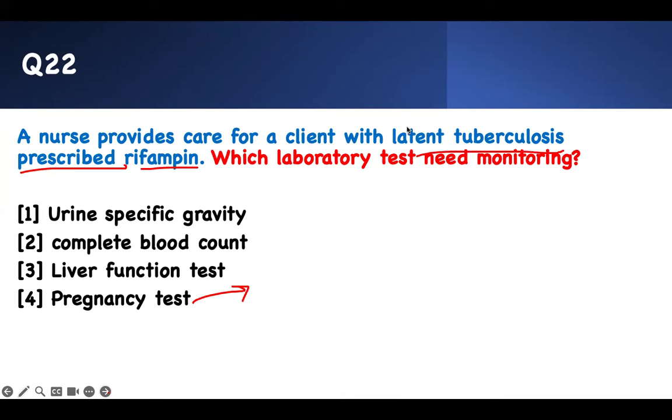At the same time, this is a latent TB patient, so it does not need isolation. Number 2, CBC, what is it going to provide you? There's infection. Urine specific gravity, what is it going to tell you? So the right answer is a liver function test, where you see the liver, since all TB medications affect the liver. So that's that. Number 3 is your right answer.